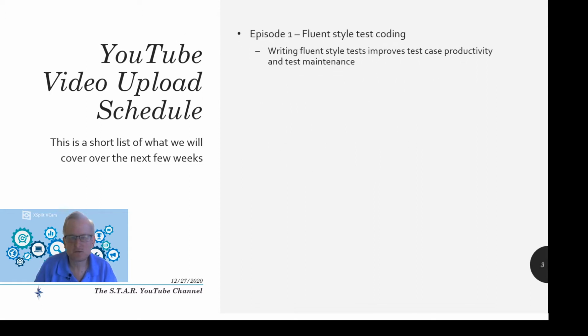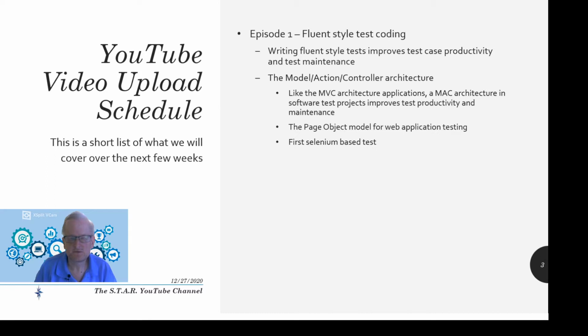In episode 1, we're going to be laying the foundation, and I'm going to introduce to you what I call fluent style test coding. Now, this fluent style test coding can be used to greatly improve your productivity as well as reduce your test maintenance. The fluent style test coding uses what I call a model action controller architecture. This is similar to the MVC architecture of a web application. But the MAC architecture in software projects greatly improves your test productivity and significantly reduces your test maintenance.